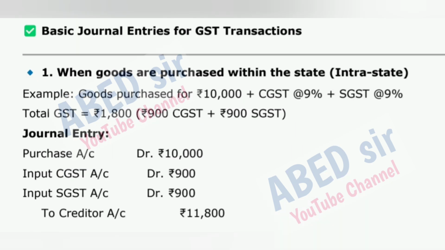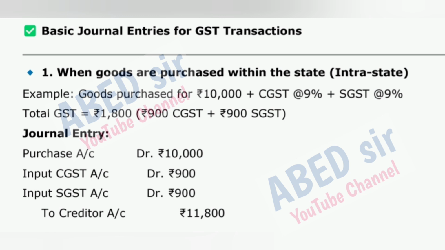Basic journal entries for GST transactions. 1. When goods are purchased within the state, intrastate. Example, goods purchased for 10,000 rupees plus CGST at 9% plus SGST at 9%. Total GST is equal to 1,800 rupees, 900 rupees CGST plus 900 rupees SGST.